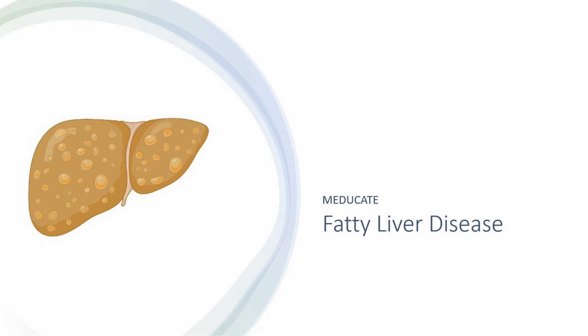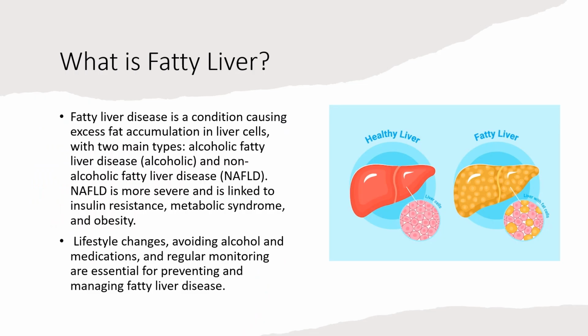Today our topic is fatty liver disease. So let's get started. Fatty liver disease is a condition in which excess fat accumulates in liver cells. There are two main types of fatty liver disease: alcoholic fatty liver disease, which is caused by excessive alcohol consumption, and non-alcoholic fatty liver disease, which is not related to alcohol consumption.